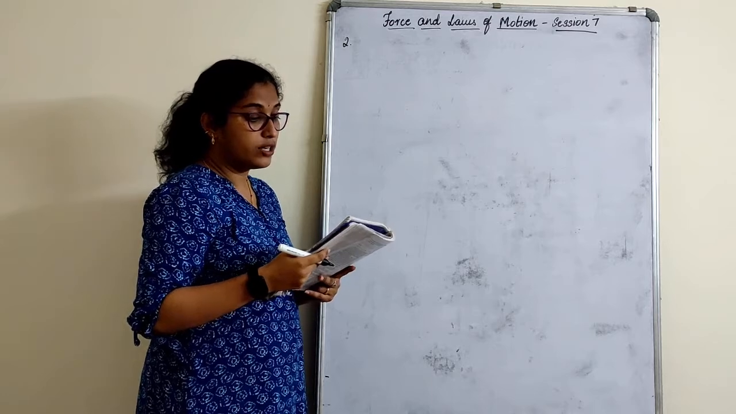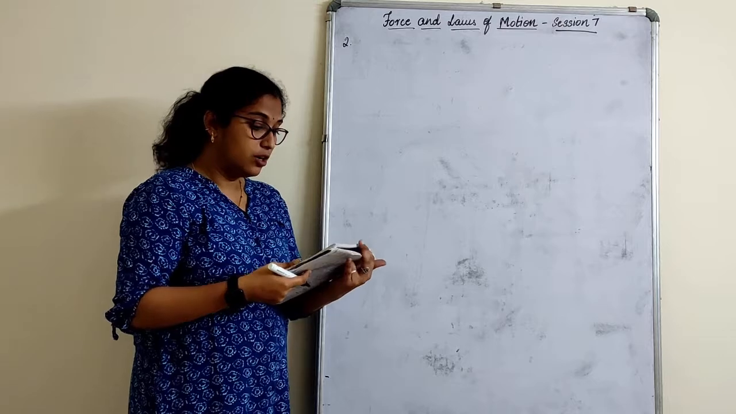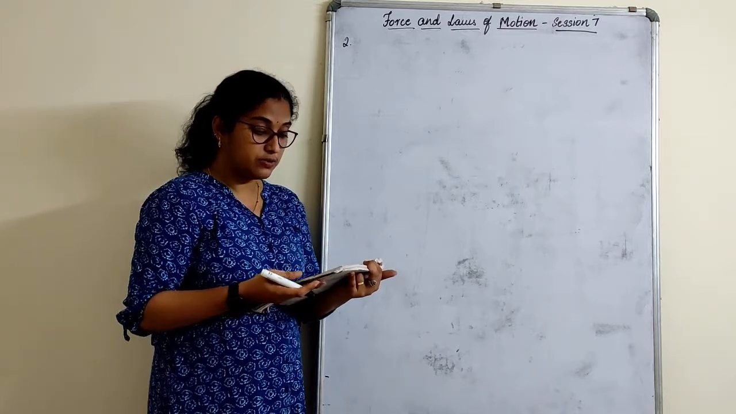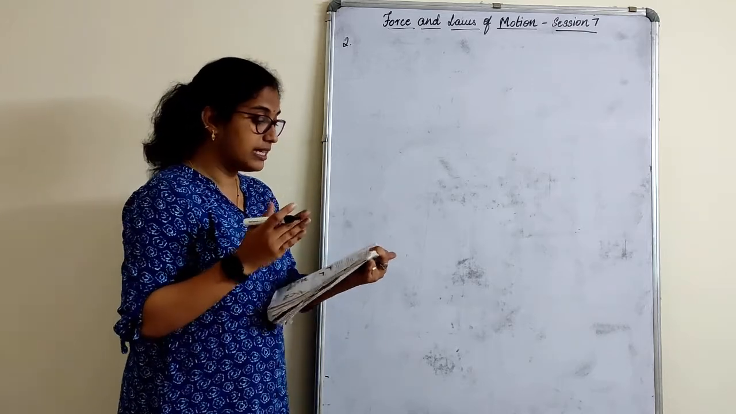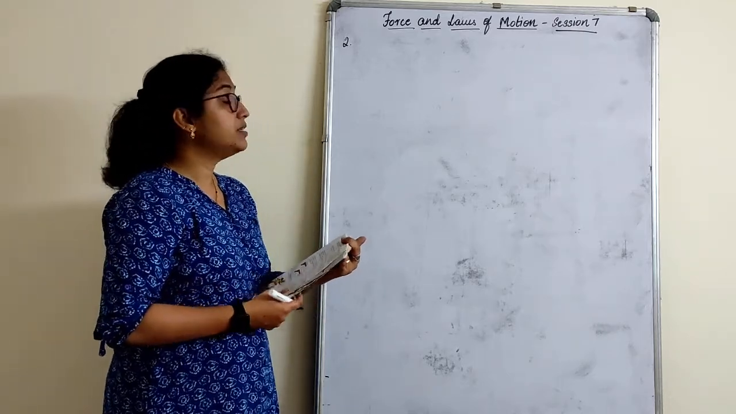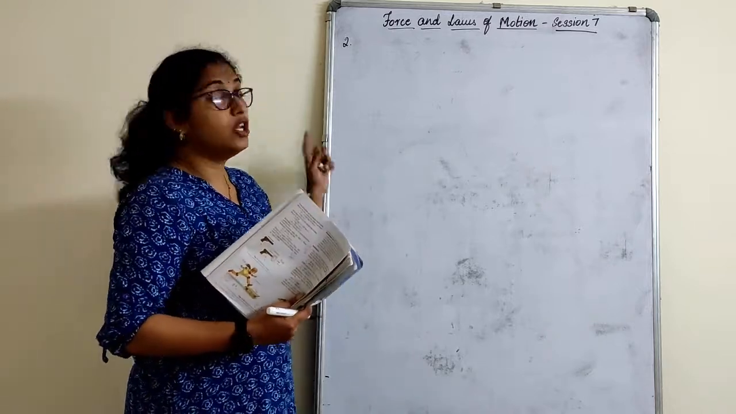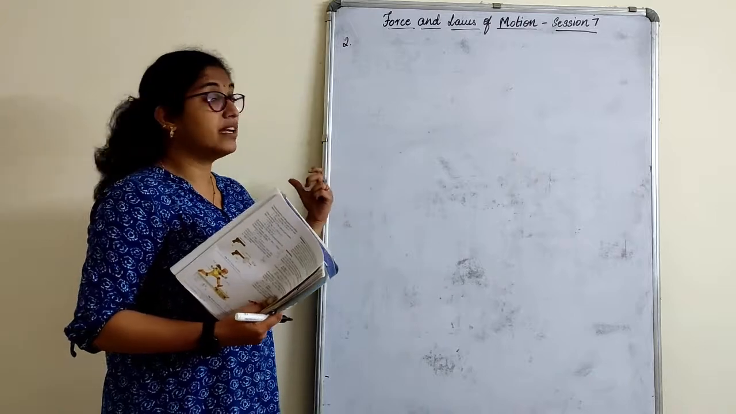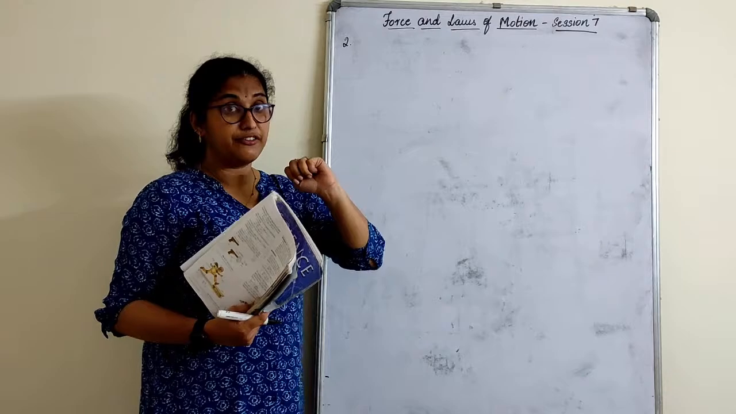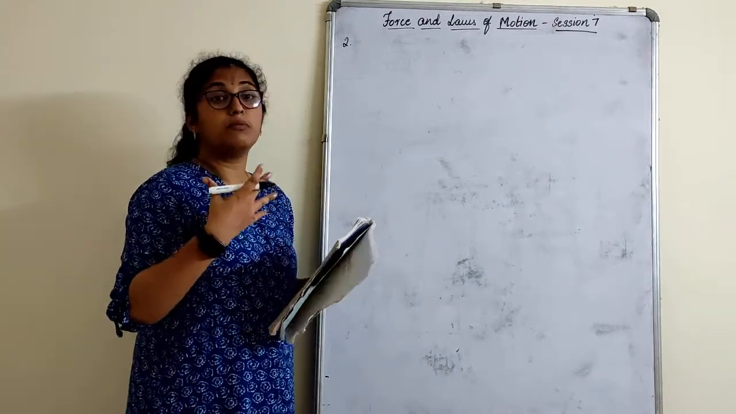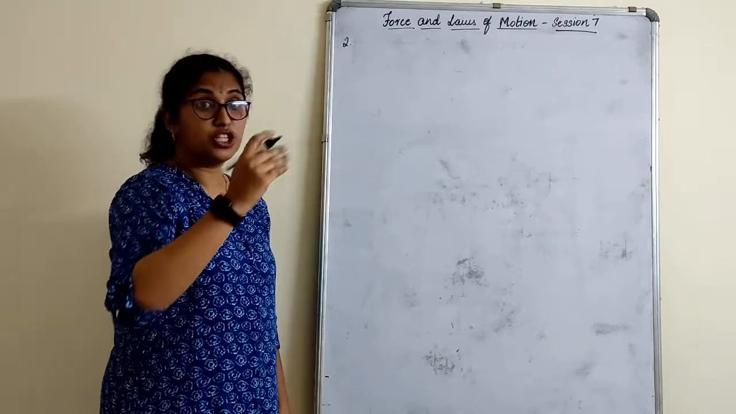A girl of mass 40 kg jumps with a horizontal velocity of 5 meters per second onto a stationary cart with frictionless wheels. The mass of the cart is 3 kg. What is her velocity as the cart starts moving? Now this is also the same sum with respect to the previous one, about the law of conservation of momentum. Till now, total momentum before firing was equal to total momentum after firing. So here also total momentum before jumping on the cart is the same as the total momentum after jumping on the cart.